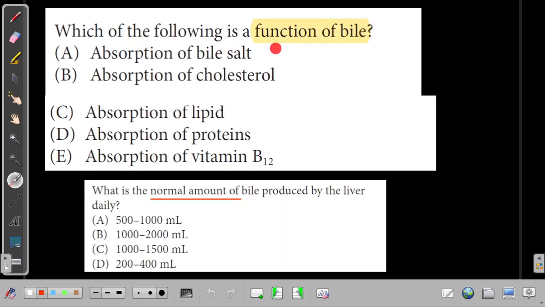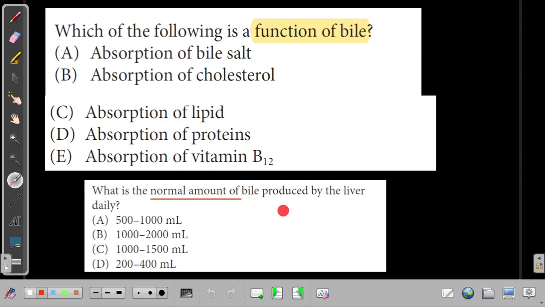Which of the following is a function of bile? Bile, not gallbladder. Absorption of bile salts, absorption of cholesterol, absorption of lipid, yes. Go for absorption of lipid. These two are untrue: proteins, vitamin B12. Go for absorption of lipid.